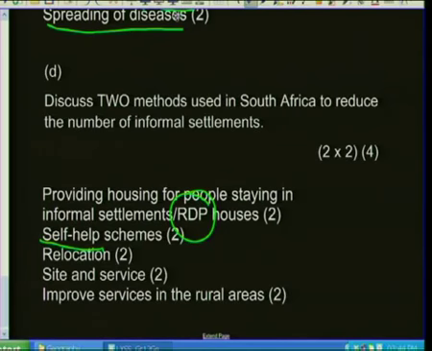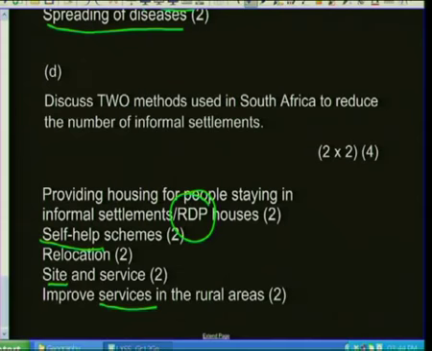Site and service, what this means is the site is the actual piece of ground upon which the settlement is built. So what happens is government will buy up a patch of land from somebody and create it there and then allow people to go and move in. They will often provide services to those areas in the form of water, sewage, and electricity.